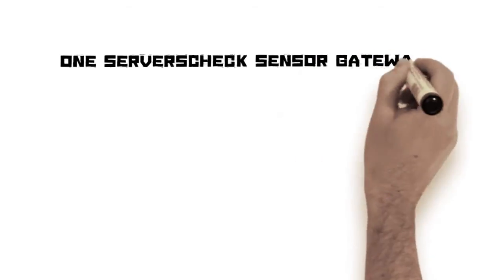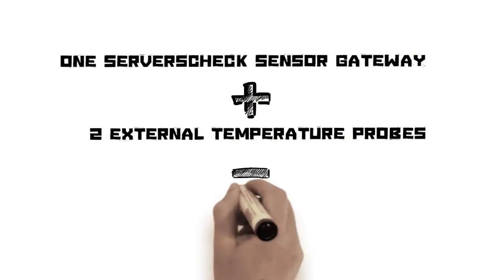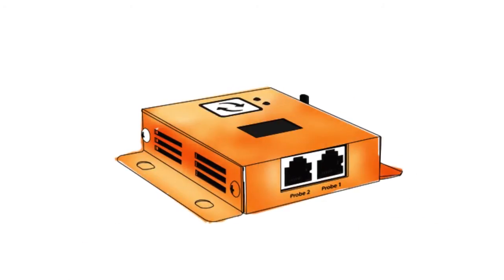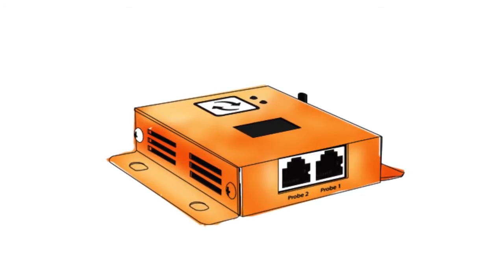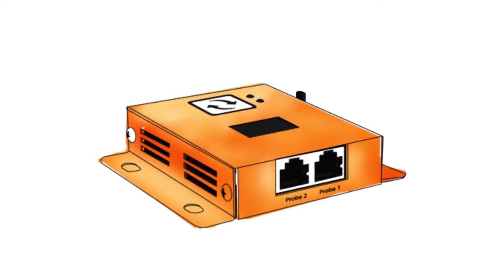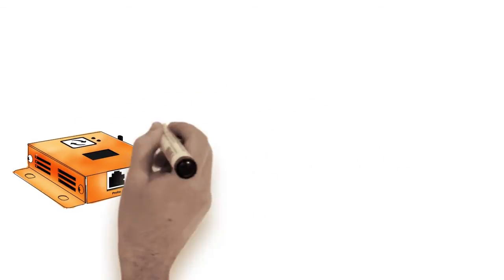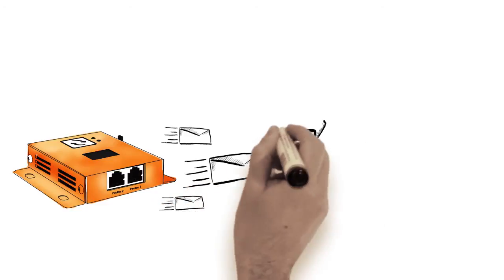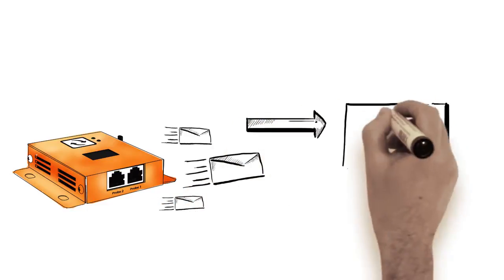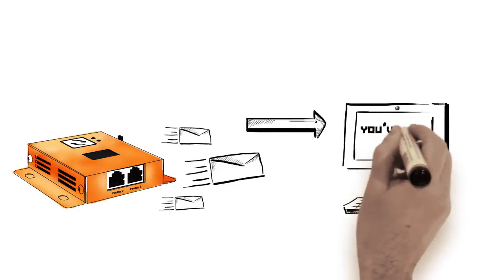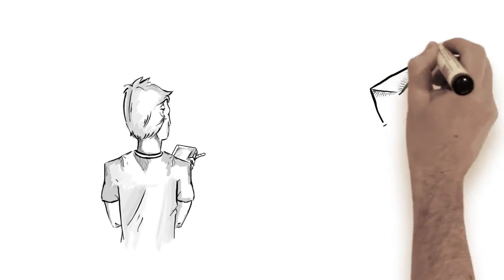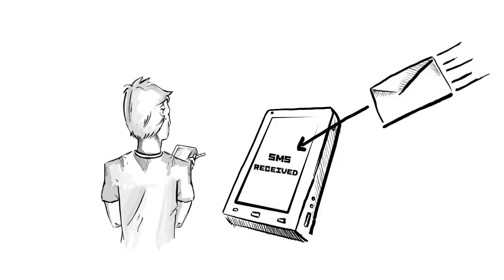With one ServersCheck sensor gateway and 2 external temperature probes, you can monitor one rack. The ServersCheck sensor base unit is called the sensor gateway. By default, the sensor gateway is an IP and SNMP-based temperature sensor. It can be extended with up to 2 external sensors. The sensor gateway is either powered through power over Ethernet or through a power adapter. It doesn't require a PC to work. Every sensor gateway has a built-in web server. When environmental thresholds are exceeded, then the sensor gateway generates alerts via email. It can even alert you via SMS directly to your cell phone.